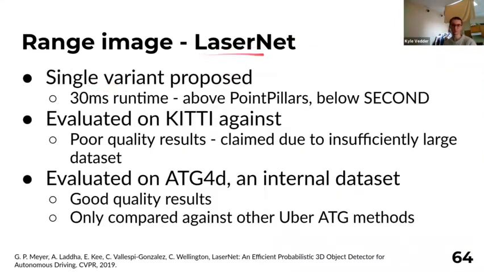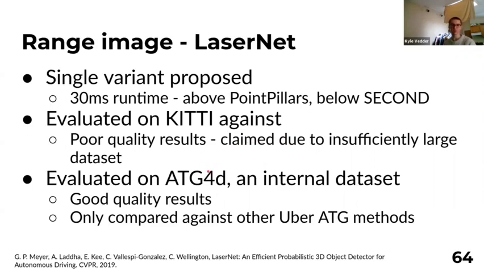So this paper was done by Uber ATG. They proposed a single variant that has a 30 millisecond runtime. This takes longer than PointPillars, but less than second's large mode. And they evaluate on 2 data sets. They evaluated on KITTI. They got poor quality results on KITTI. They claimed that this was due to KITTI's insufficiently large size, being unable to train their very large network.